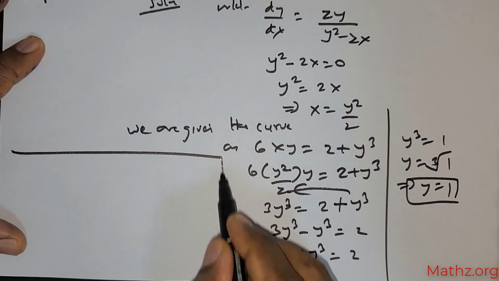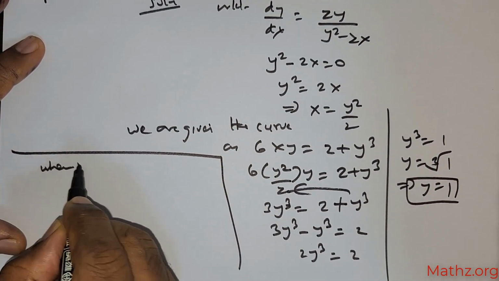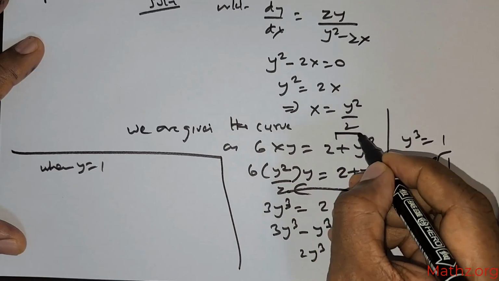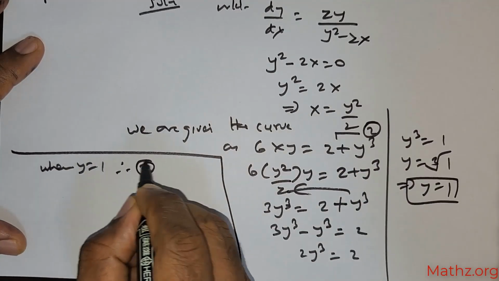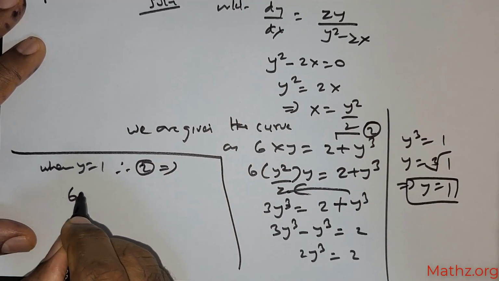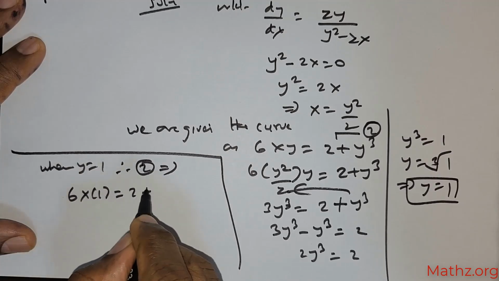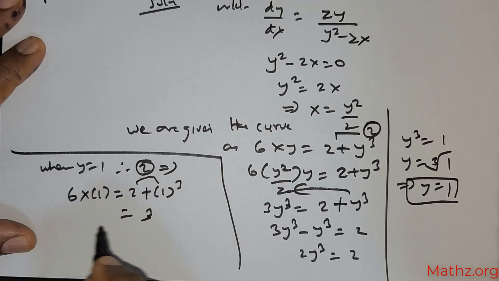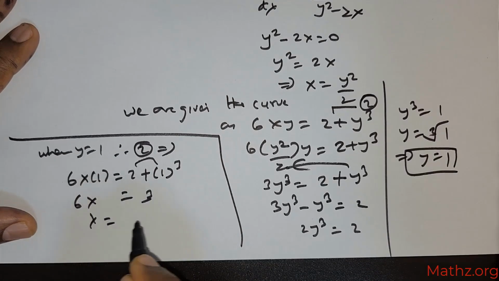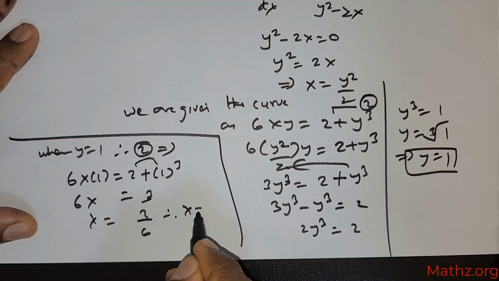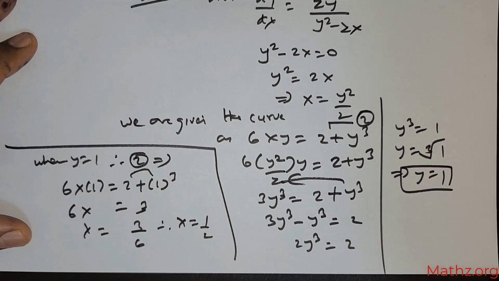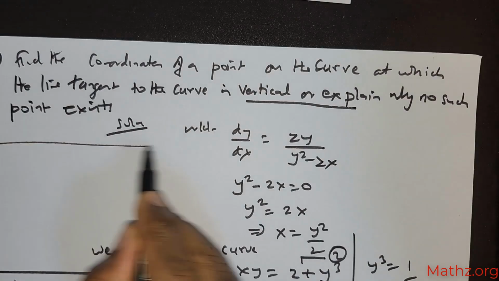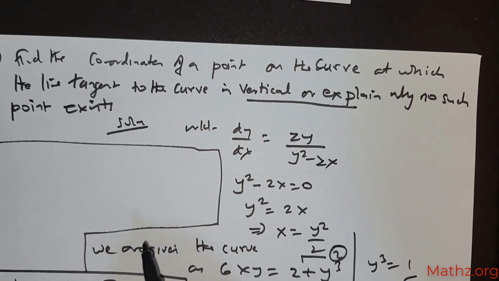Now when y is equal to 1, you take this as 2. So therefore 6 times x of 1 is equal to 2 positive 1 raised to the power of 3. This will add up, will give you 3. This is 6x. So x is equal to 3 over 6. X is equal to 1 over 2. So we have a vertical tangent located at this point. So this is the conclusion.